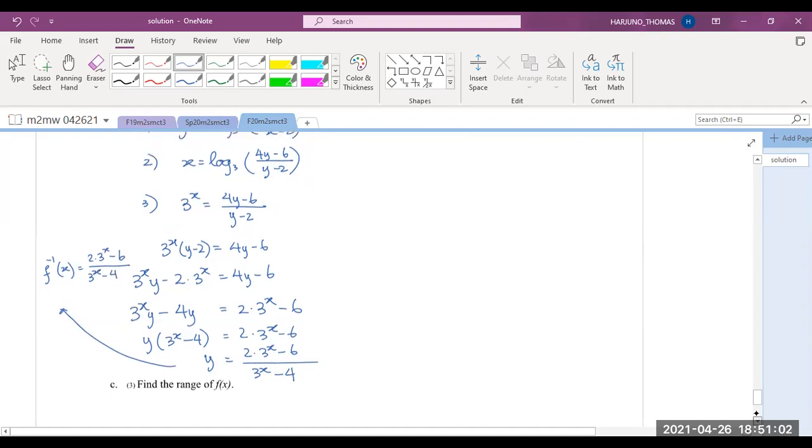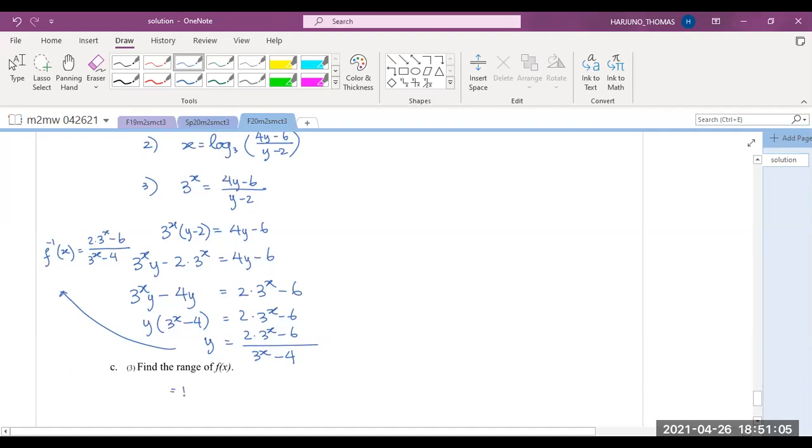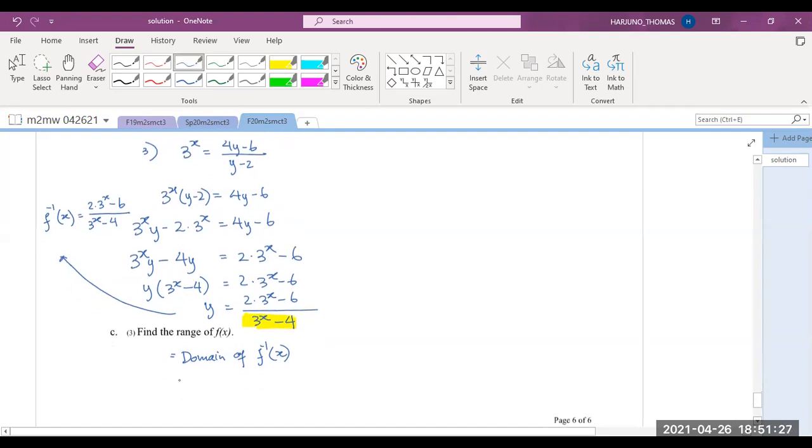Now, how about the range of the function? That is equal to the domain of the inverse function. And actually, we don't need the inverse function, you just need the inverse. Then from that inverse, you see it will be undefined if the denominator equals 0. So this is all real numbers except when 3 to the x minus 4 equals 0.